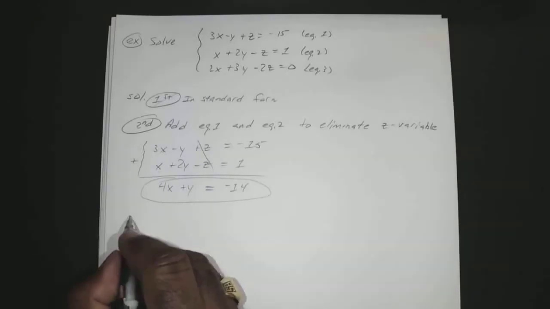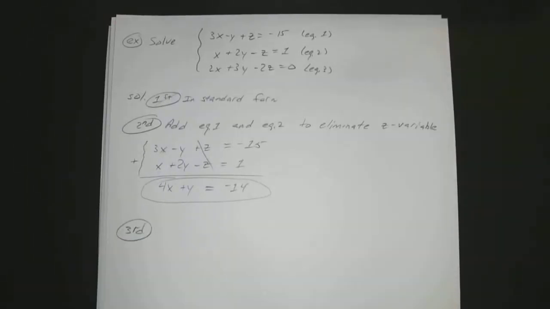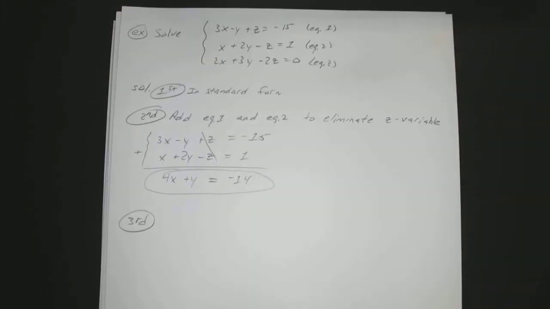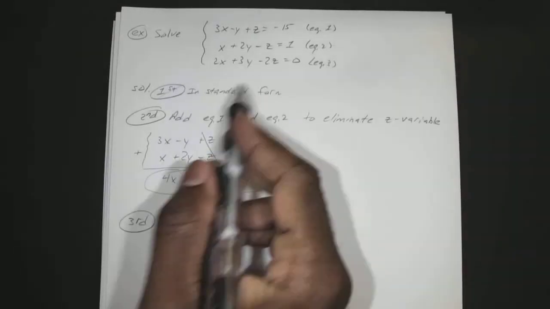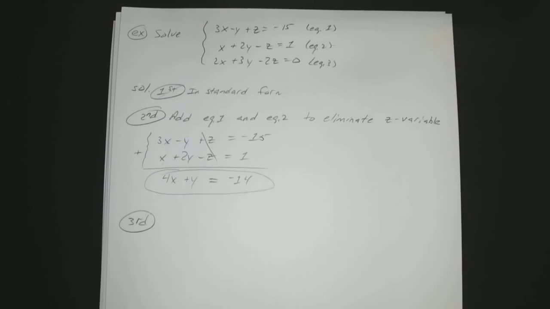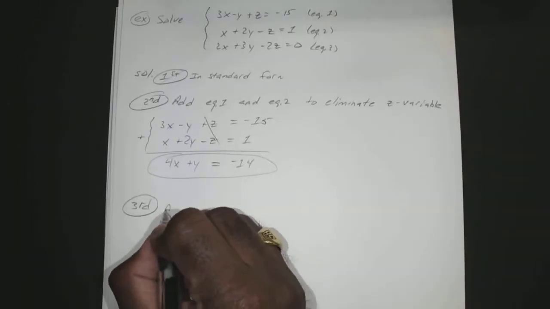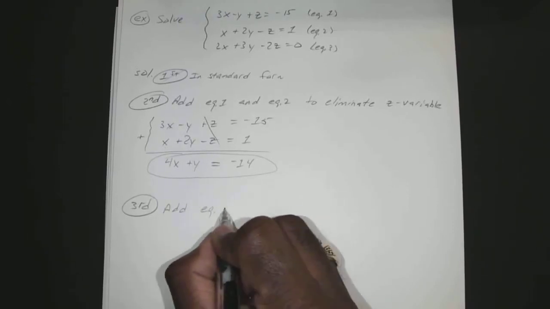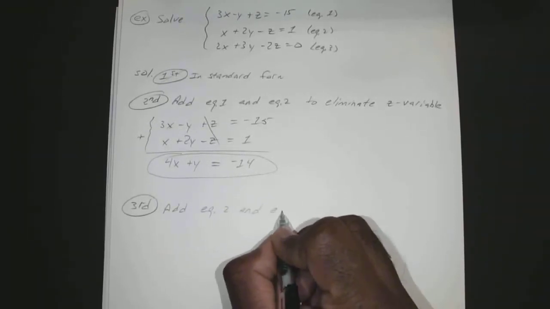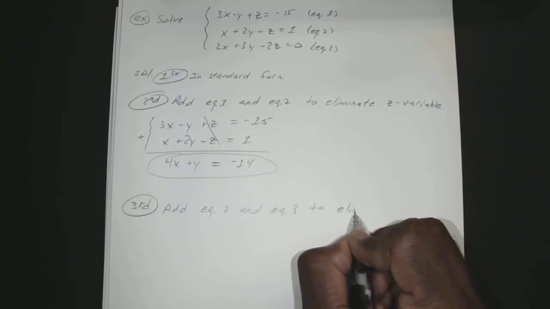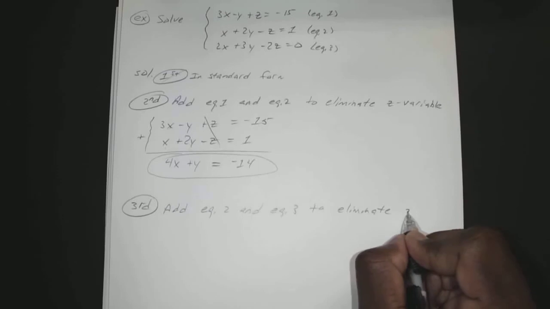Okay, so third step, you pick another two variables. So this time we'll pick 2 and 3, to get rid of the variable. You could have picked 1 and 3, but just kind of mixing it up a little bit. So add equation 2 and equation 3 to eliminate Z.